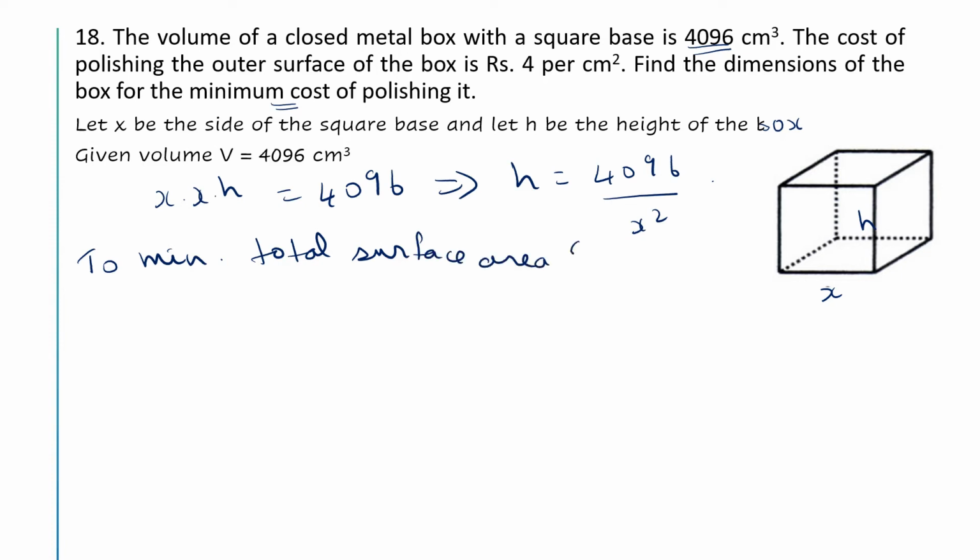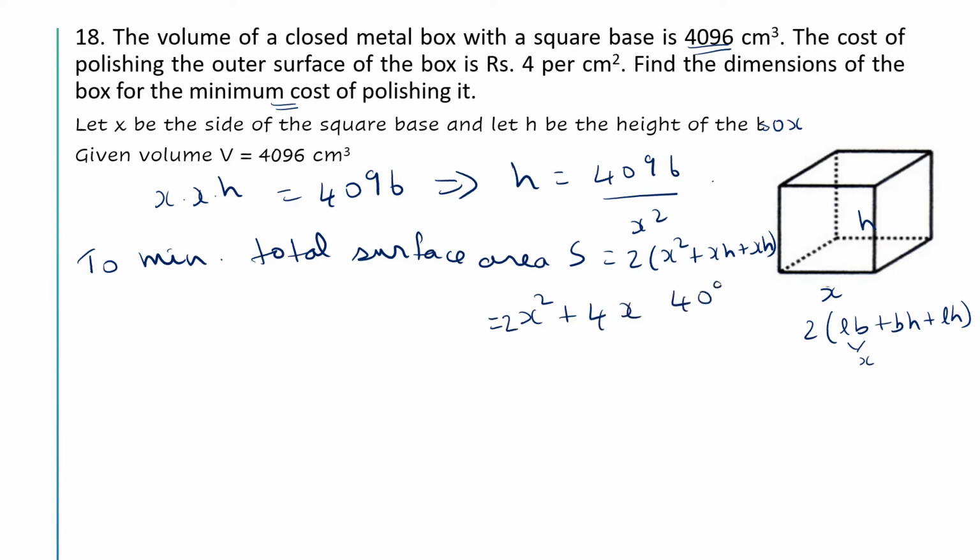So to minimize total surface area, the total surface area of a cuboid is given by 2 into length into breadth plus breadth into height plus length into height. Here we have length and breadth as x and height as h. So S is equal to 2 into x square plus xh plus xh, or this is equal to 2x square plus 4x into h, which is 4096 divided by x square.